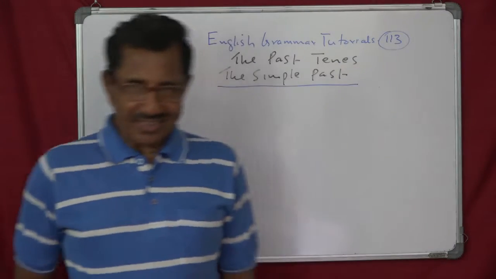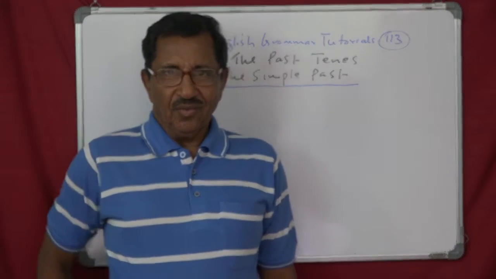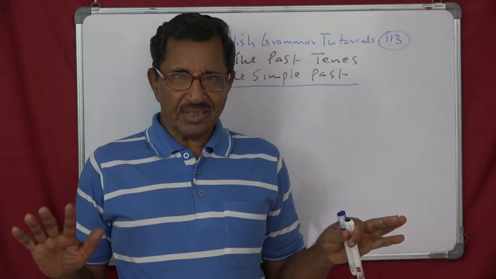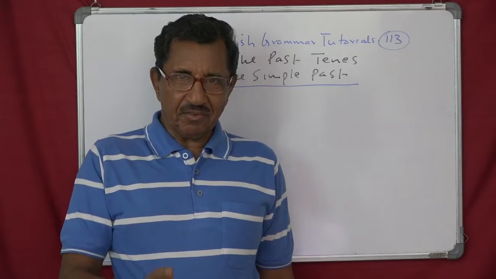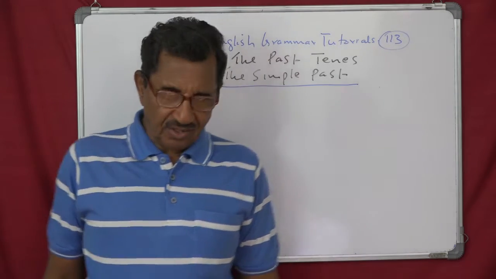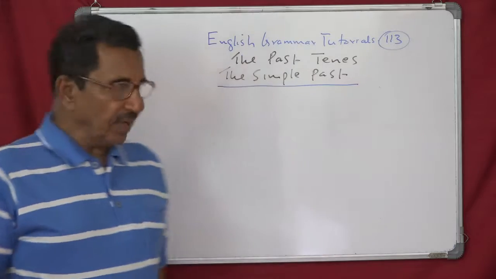Hello friends, in our discussion of English tenses, now we have done all the 4 present tenses: the simple present, the present continuous, the present perfect, and the present perfect continuous. Now we come to the past tenses.